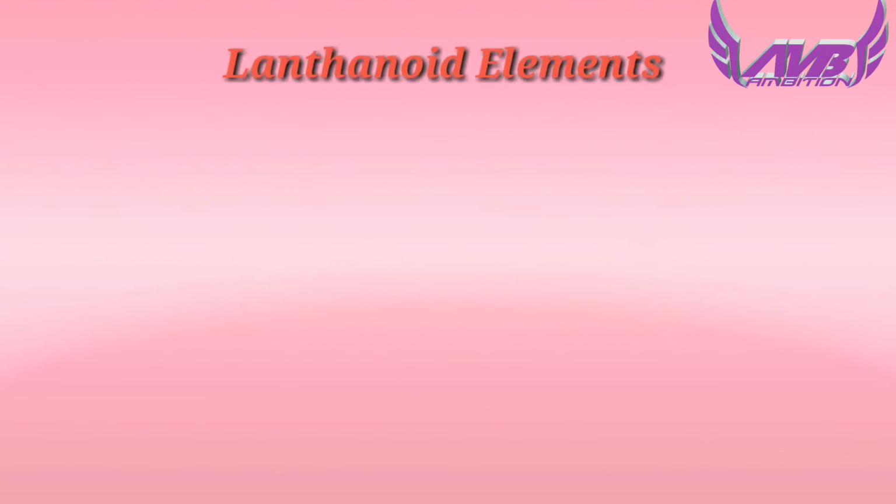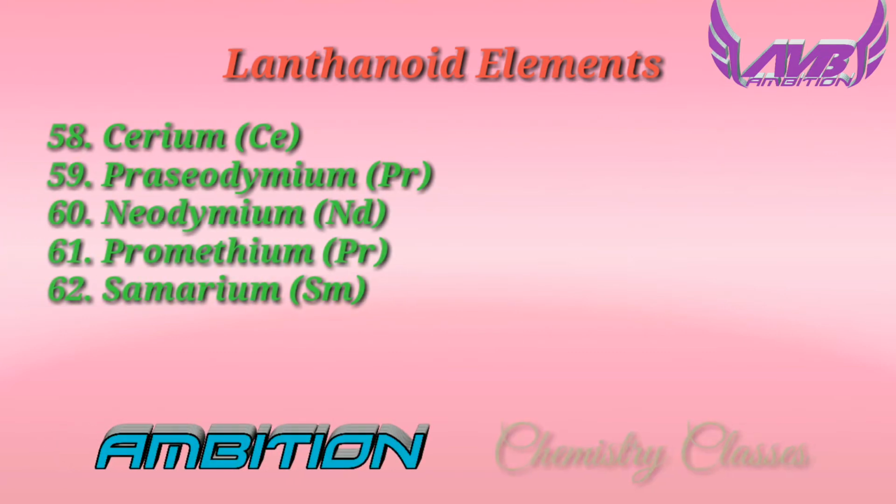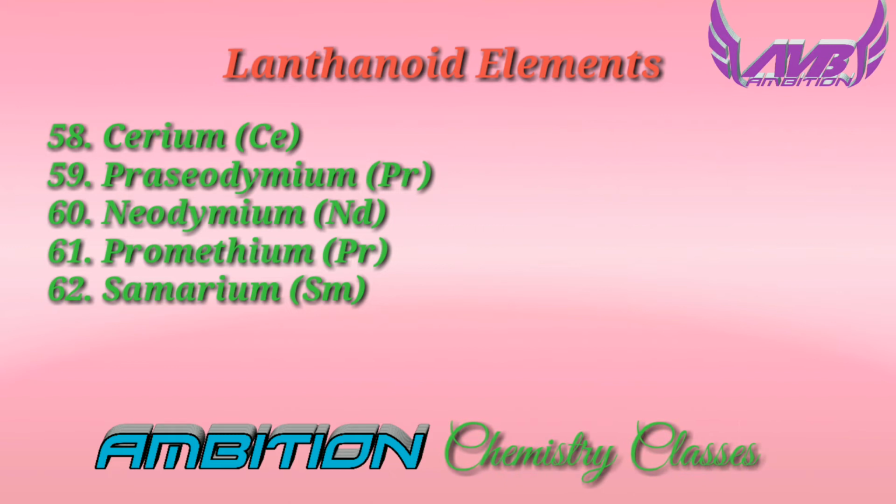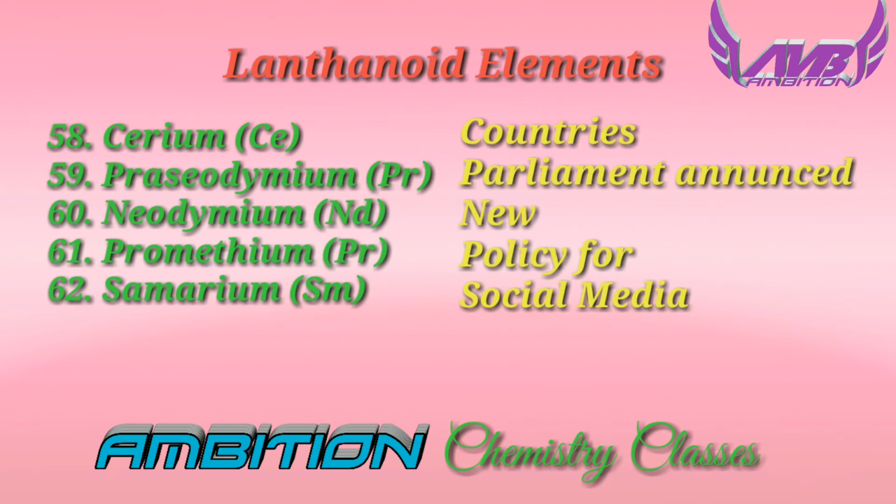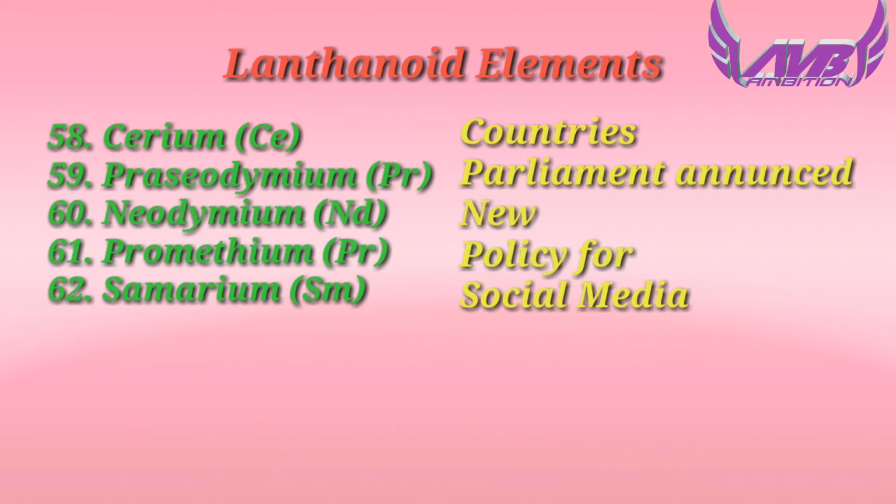Since the lanthanoid series is a long series of 14 elements, for our convenience we are going to divide them into three small groups. The first group is cerium to samarium: cerium, praseodymium, neodymium, promethium and samarium. The mnemonic for this segment is: country's parliament announced new policy for social media. Countries for cerium, parliament for praseodymium, new for neodymium, policy for promethium, social media for samarium.